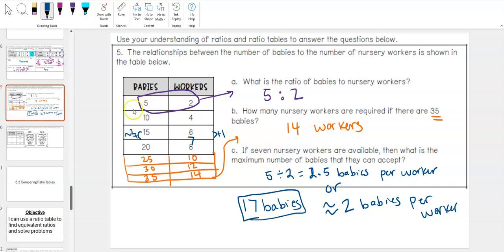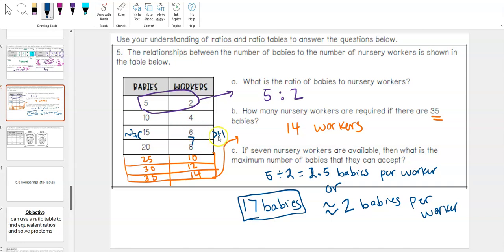But if I add one worker, I need to figure out how many babies to add. So I divided my ratio. 5 babies divided by 2 people is about 2.5 babies per worker. However, we can't have half of a baby, so we're going to round down because nursery workers or daycare workers cannot be out of ratio, meaning they cannot have more babies than they are allowed to have. So having half more of a baby is not legal in their business, but having half less of a baby is. So that is why we're going to round down to half less and have about 2 babies per worker.